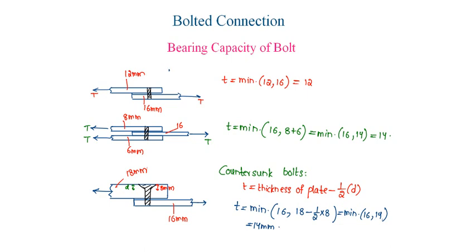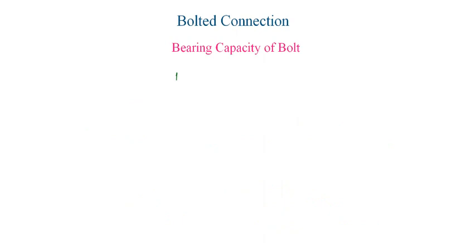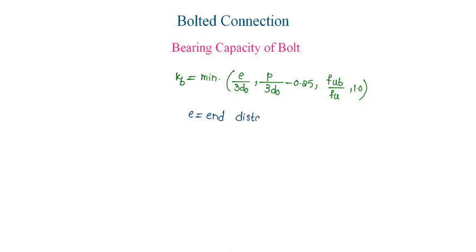So these are the examples to find out the thickness t, whereas Kb is given as the minimum of e by 3d0, or p by 3d0 minus 0.25, or the ratio fub by fu, or 1, where e is end distance, p is pitch distance, and d0 is diameter of hole.